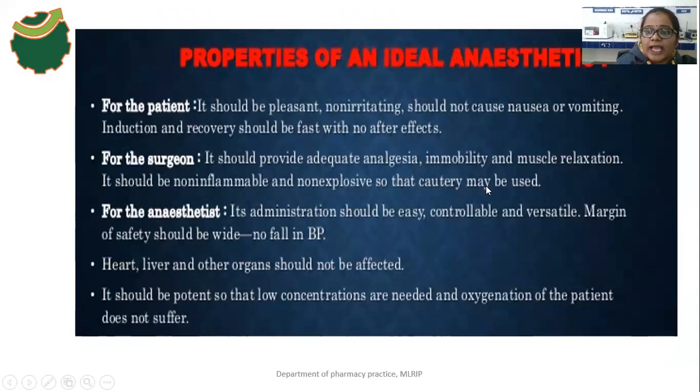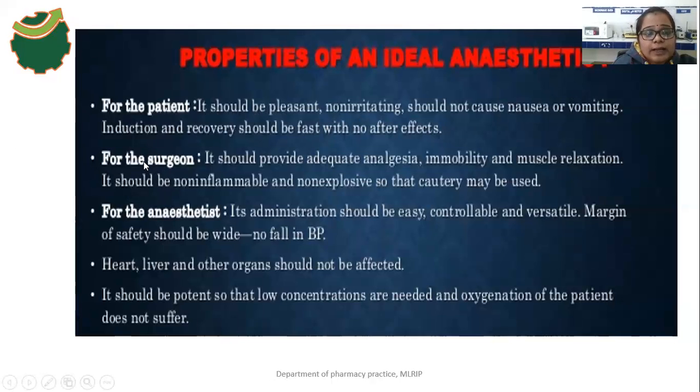Next, properties of the ideal anesthetics. So what are the ideal properties of general anesthetic agents? From the patient point of view, general anesthetic drugs should be pleasant and non-irritating, and should not cause nausea or vomiting. The induction and recovery should be fast with no after effects, without any other side effects.